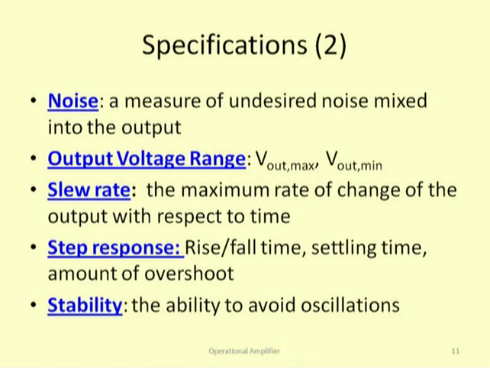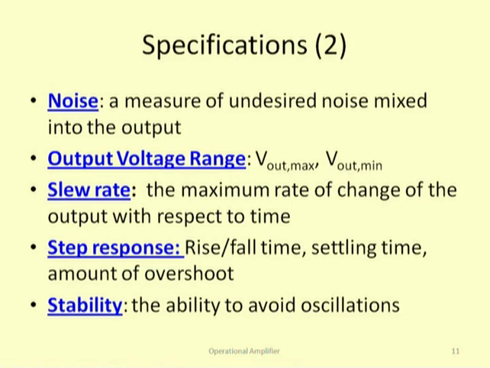Now during the settling process, there could be some undershoot and overshoot. The amount of overshoot or undershoot is another parameter with which the amplifier can be characterized.